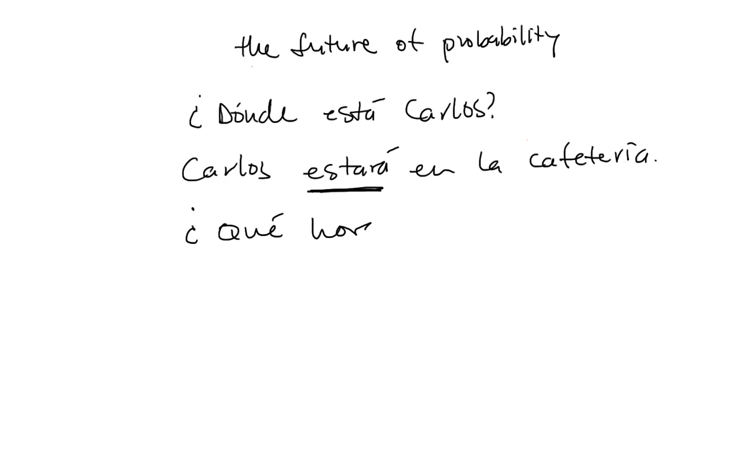Another question you might hear is, ¿Qué hora es? Somebody's asking what time it is, and you might say it's probably 5 o'clock. So you, instead of saying son las 5, you would say serán las 5. Future tense of the verb ser. Serán las 5.